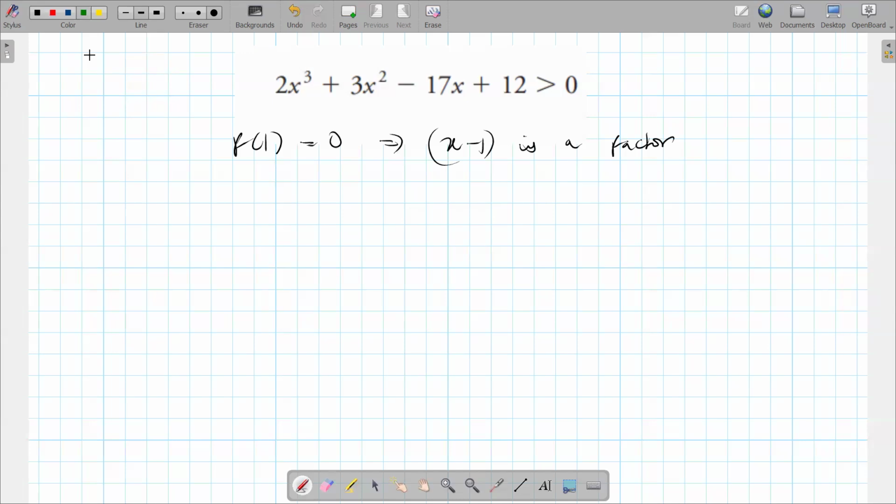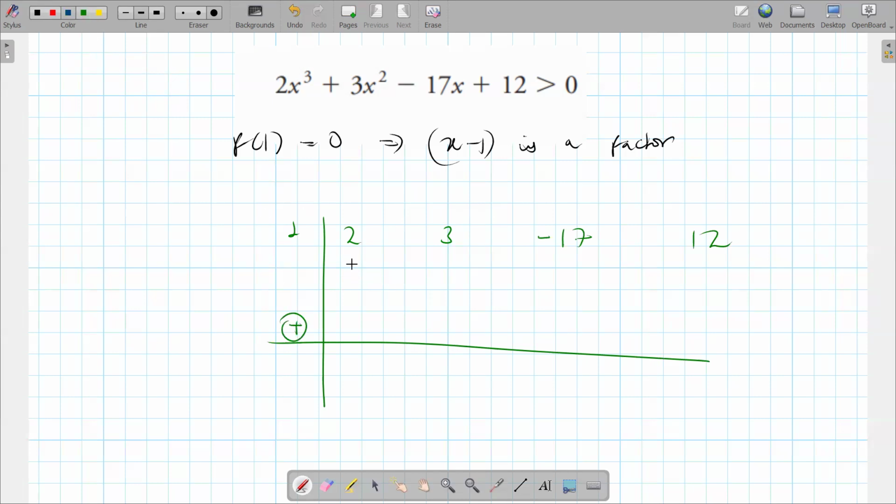We do synthetic division. So 1 on the outside. On the inside, again, just double check that no x's are missing. We're good. So we add them. Synthetic division, the first number always comes down as it is.